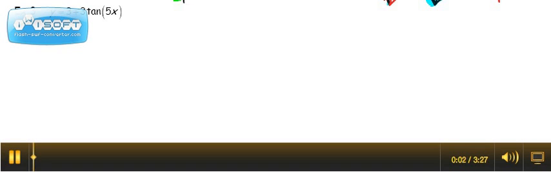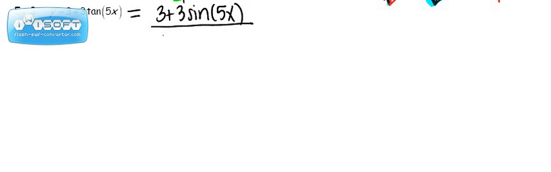Example 3 asks us to graph the function y equals 3 plus 3 tangent of the quantity 5 over x. So if you recall, tangent is equal to sine divided by cosine. And hopefully you recall from yesterday's lesson that we're always going to sketch the denominator, because this is going to tell us where my function's undefined.